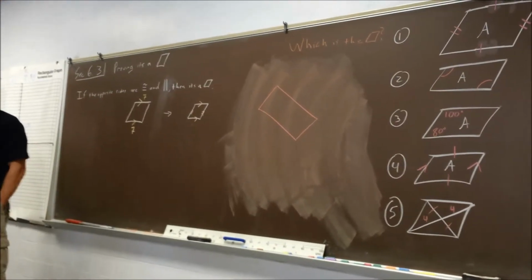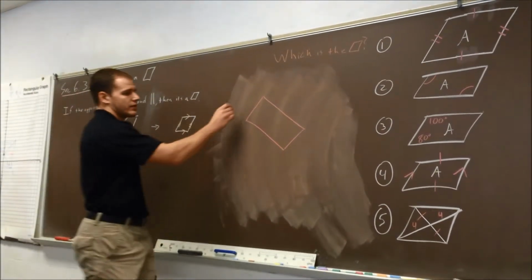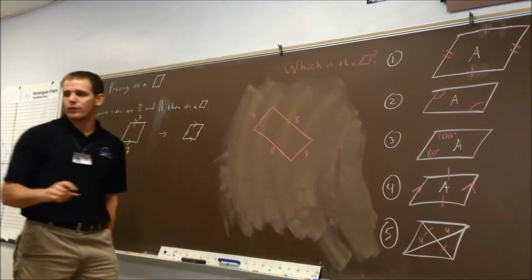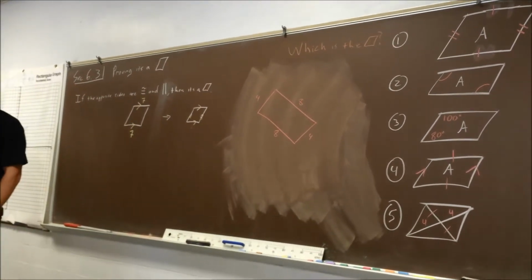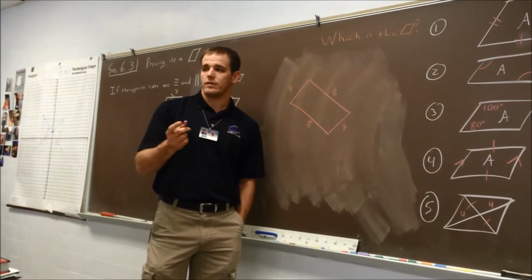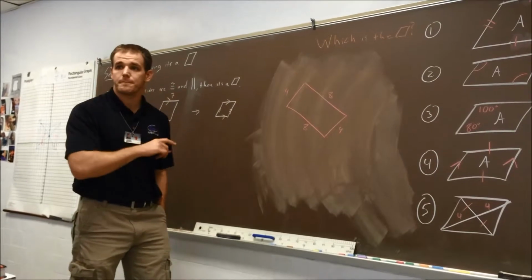Measure the sides. Well, you can measure the sides. So let's say this is 4, this is 4, and this is 8, and this is 8. Is that enough to prove it's a rectangle? No, because it could be a parallelogram. What would you do to prove it's a rectangle? What would you measure? Yes, ma'am?